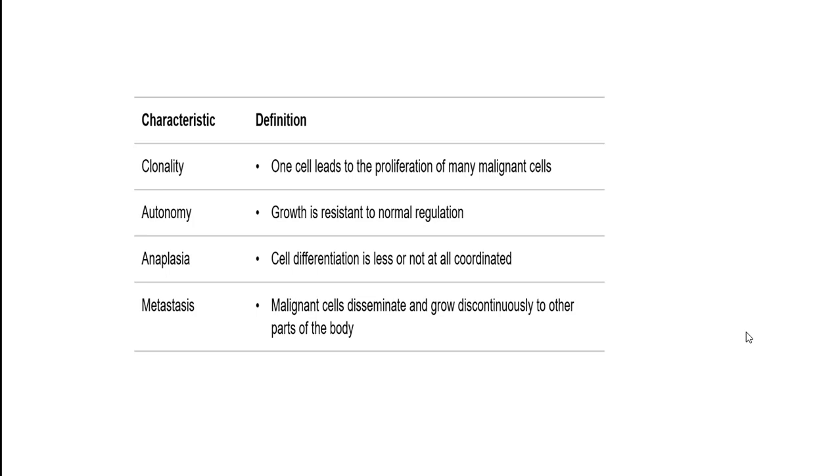Definition of clonality: clonality is one cell leading to proliferation of many malignant cells. Autonomy, which means growth is resistant to normal regulation. Anaplasia, which means cell differentiation is less or not at all coordinated. Metastasis, where malignant cells disseminate and grow discontinuously in other parts of the body.